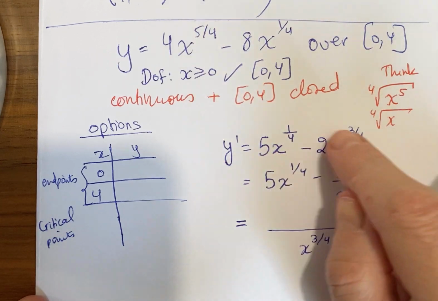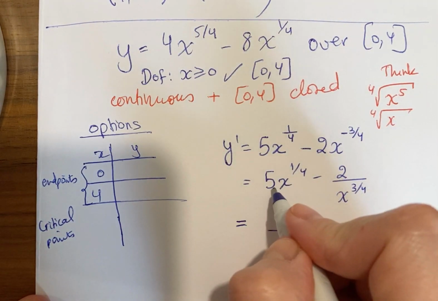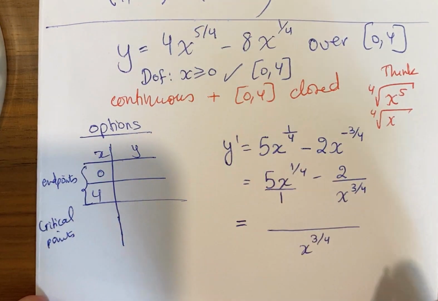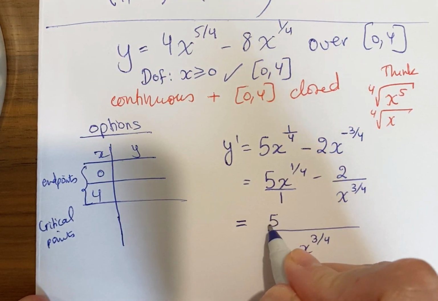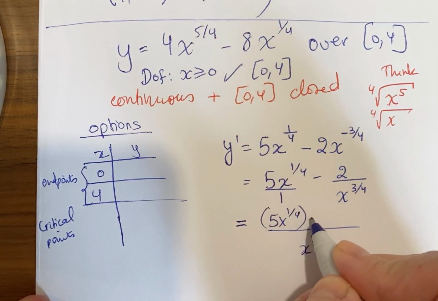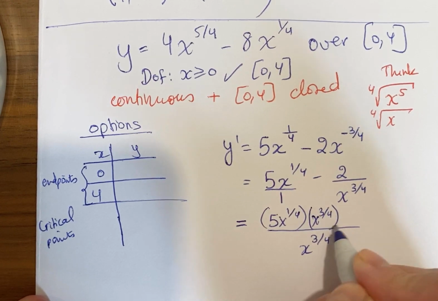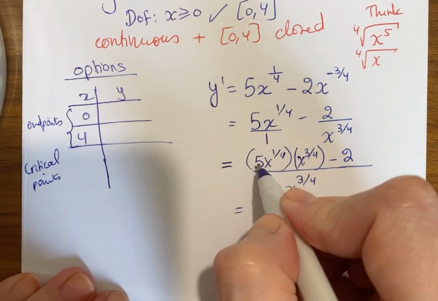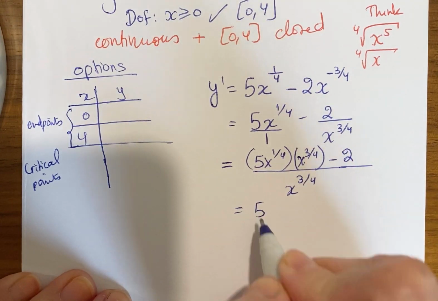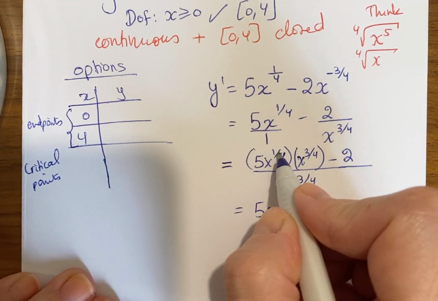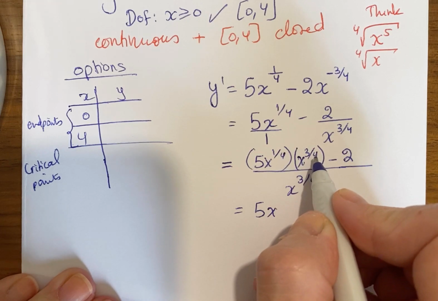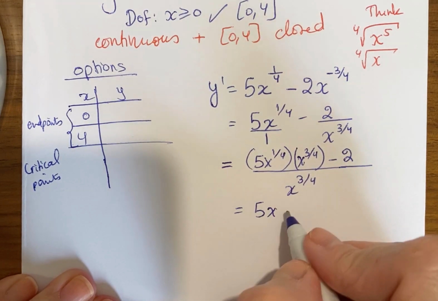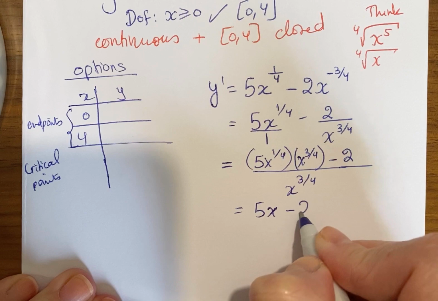Because always those two will simplify, because here you need to multiply 5x to the power 1 over 4. I will write it in 2 steps so you can get the chance to see what happened. Minus 2. But what is 5x times x to the power 3 over 4? You end up adding the power. 1 over 4 plus 3 over 4 is 4 over 4. 4 over 4 is 1. So it's 5x minus 2.